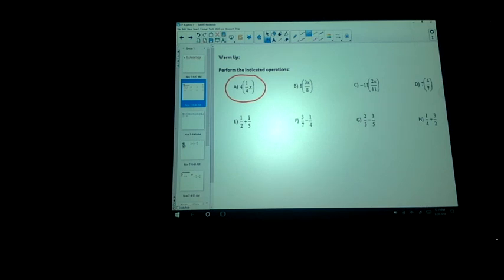I'll catch up. What's going on here? Why is it so small? Why is it so small? Square.